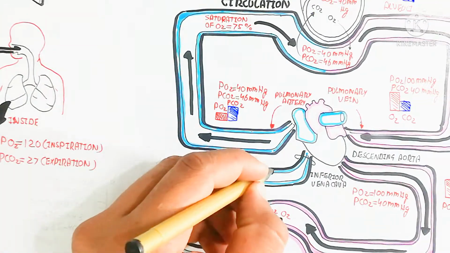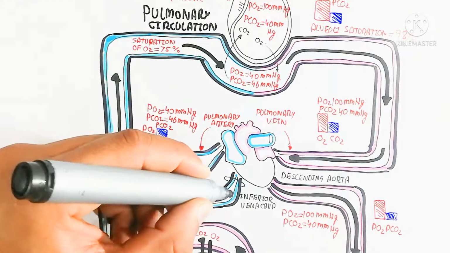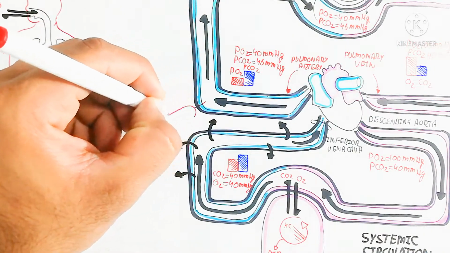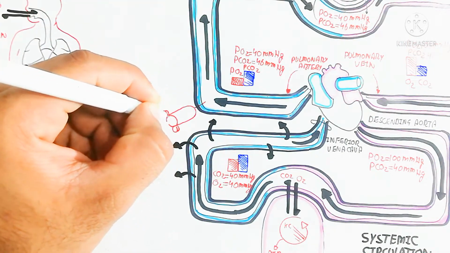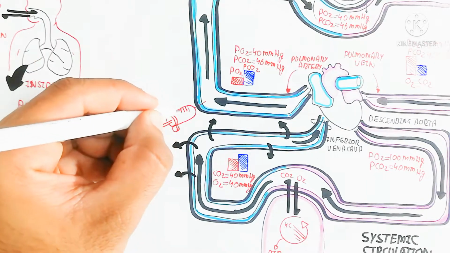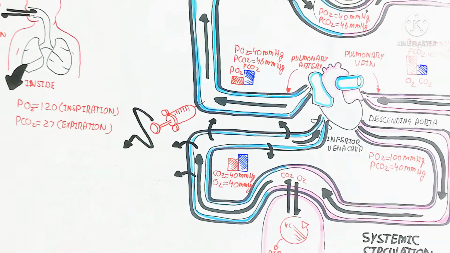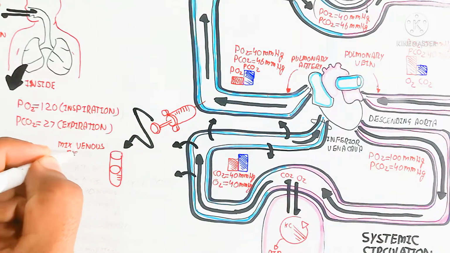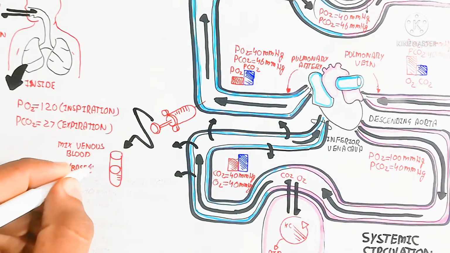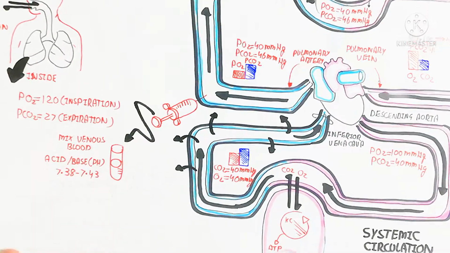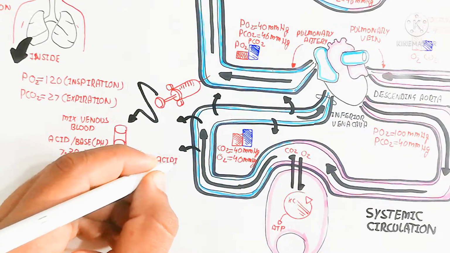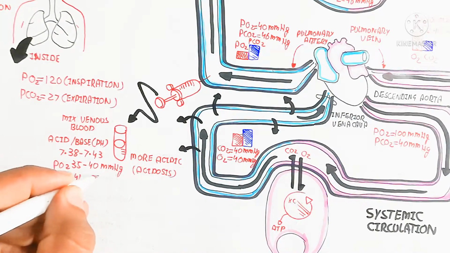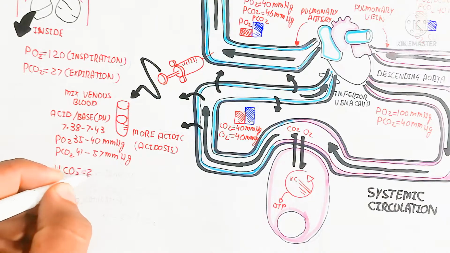When blood goes back through the inferior and superior vena cava toward the heart, the peripheral tissue will be bathed with oxygen. The carbon dioxide will remain at 40 millimeters of mercury, while oxygen will be 40 millimeters of mercury. So they are equal, but it will decrease when it goes into the pulmonary artery. Here is the mixed venous blood, which is deoxyhemoglobin. In this way, the acid base balance will occur, at a pH of 7.38 to 7.43.